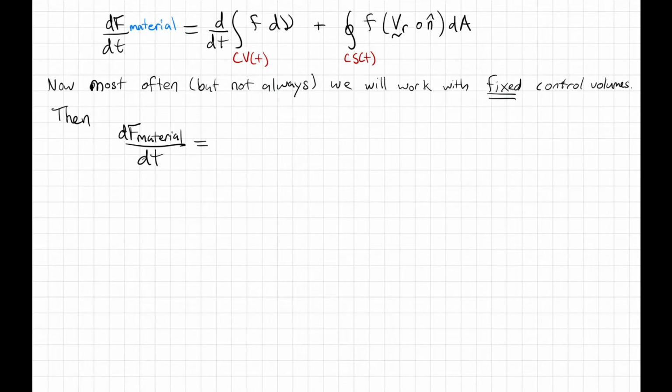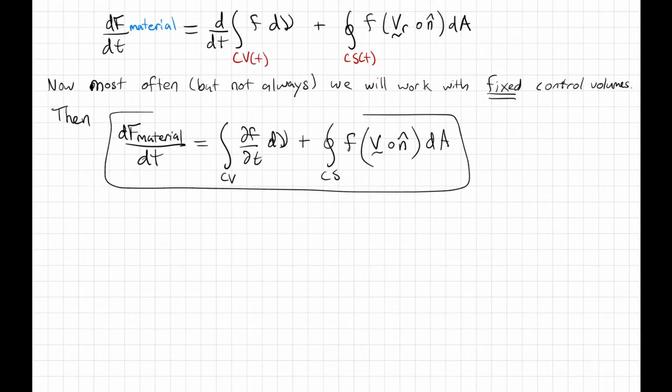In that case, since the control volume and the control surface themselves are not a function of time, the first derivative there can come inside the integral and become a partial derivative of the quantity that's inside the integral. And for the control surface, we'll no longer need to use a relative velocity because the velocity of the control surface will be 0, and so you just need the velocity of the material. So the fixed control volume form looks like the one in the box here.